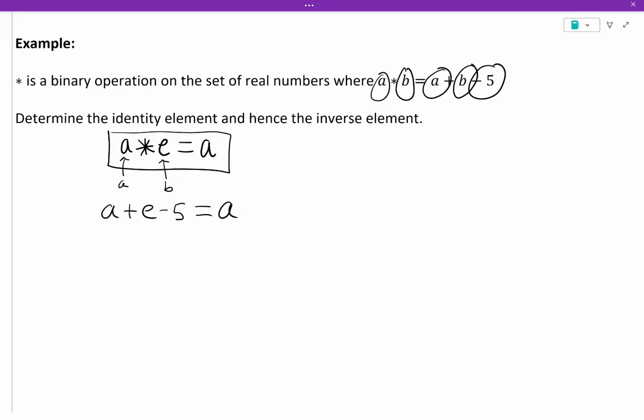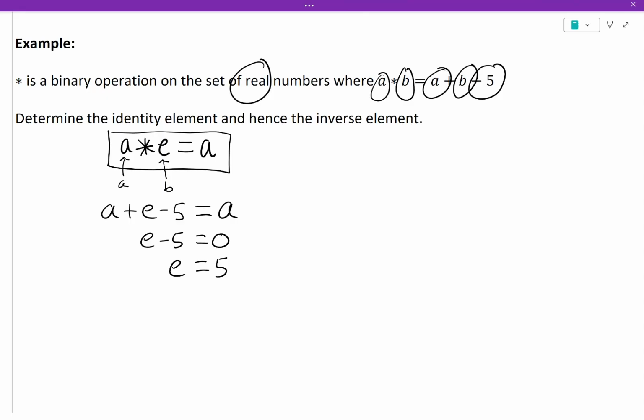Now I have an equation which I can solve for E. So I'm going to start by subtracting A from both sides to get E subtract 5 is equal to 0, and then rearrange to get E is equal to 5. Now 5 is a real number, so that sort of makes sense. This is a possible identity element.